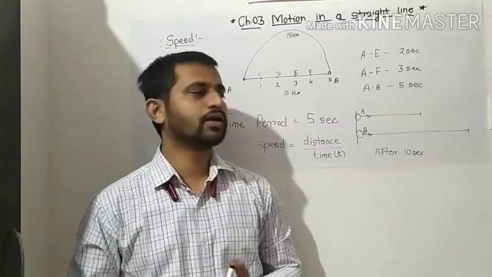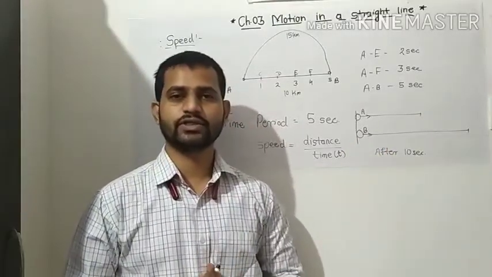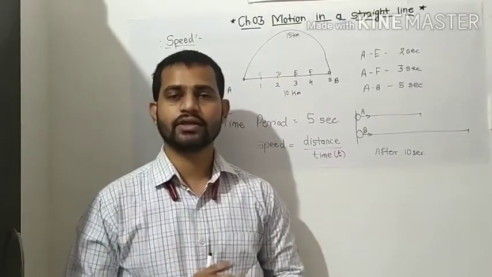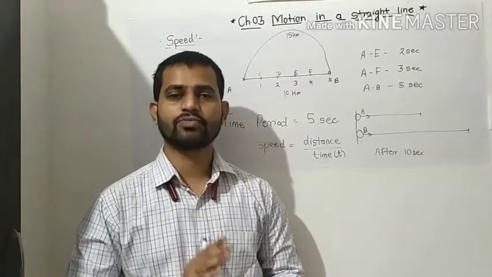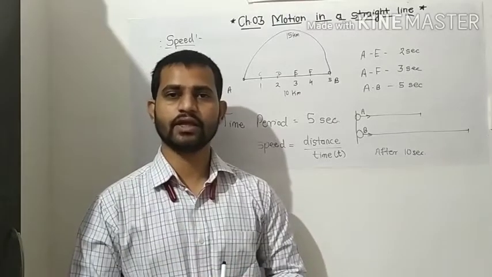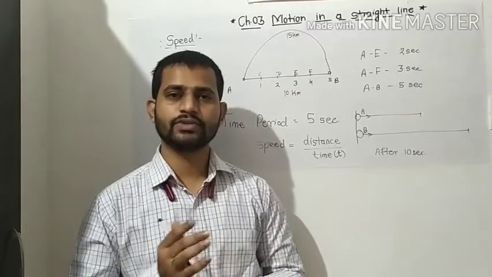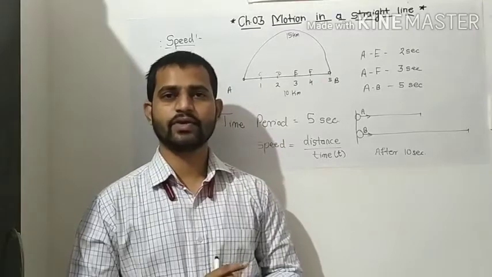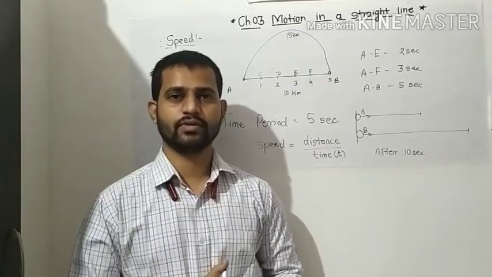Whatever distance is traveled by those two objects, we have to consider it, and if the distance covered by one object is greater than the other in the same time period, then that object has more speed than the other one, and that's why we can say that the speed of that object is more than the other one.